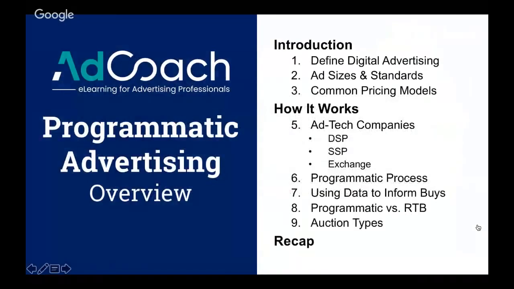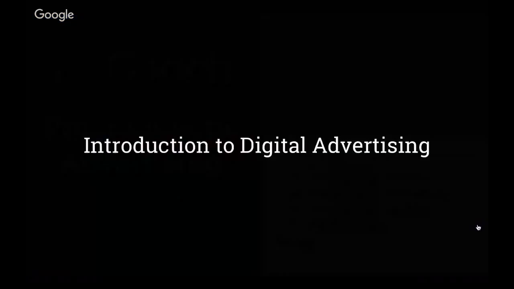What are we going to talk about tonight? We're going to review the programmatic advertising space. To do that, we need to start with an introduction. We need to define ad sizes and standards, common pricing models, set a baseline to make sure we understand what we're actually talking about when we talk about programmatic advertising. Then we're going to talk about how it works and all the companies involved, the process, how we can use data to inform our buys, talk about what programmatic is versus RTB, and finally wrap up with some auction types and a final recap. So let's get into it.